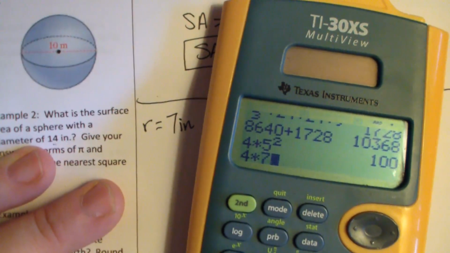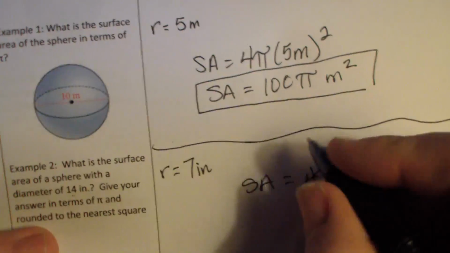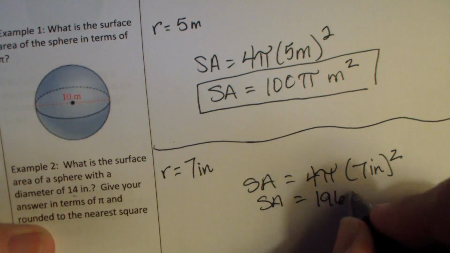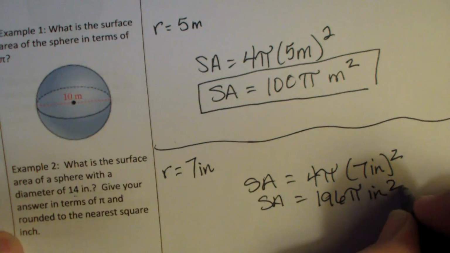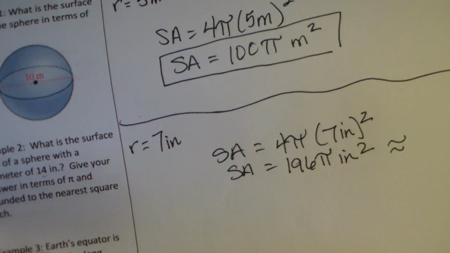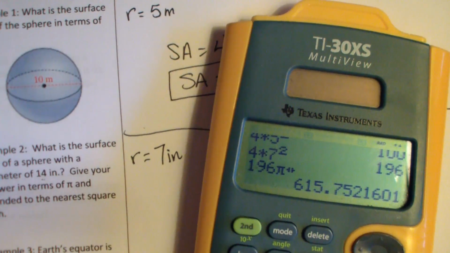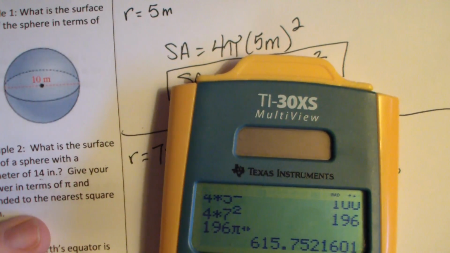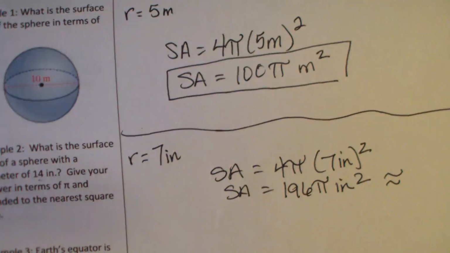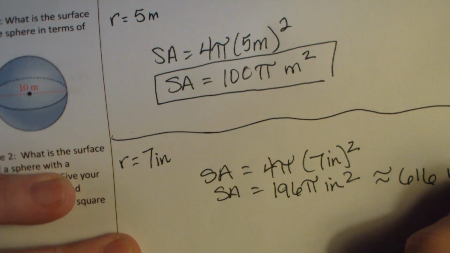So 4 times 7 squared is 196. So in terms of pi, it's going to be 196 pi inches squared. And then if we find an approximation to the nearest square inch, 196 pi is approximately 615.75. So to the nearest square inch, it would be 616. So it's approximately 616 square inches.